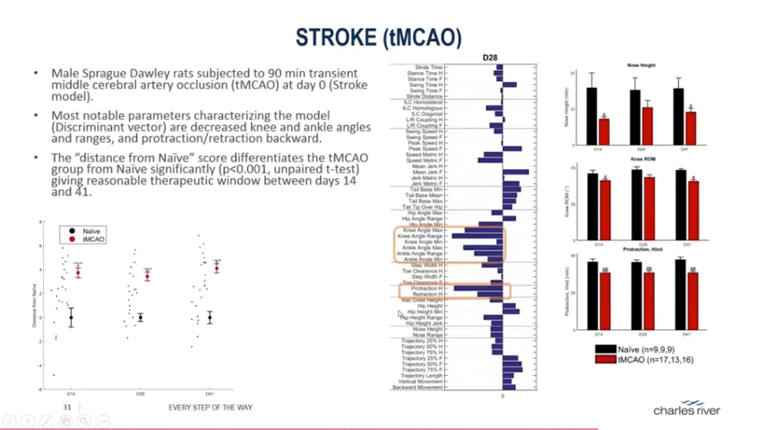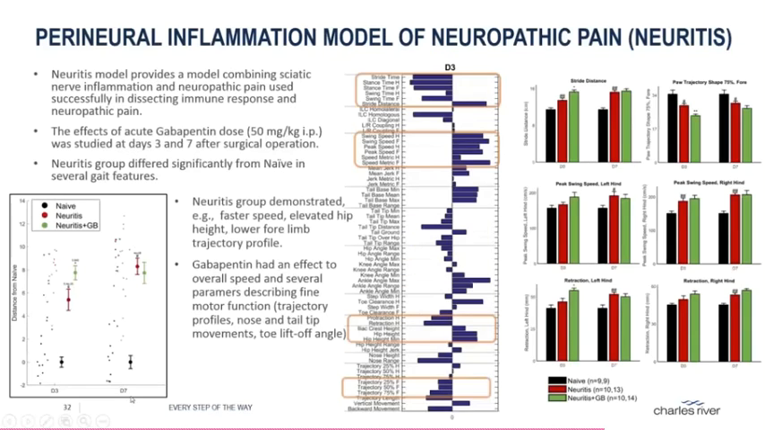However, when the information of all kinematic parameters together is taken into account, the differentiation between naive and TMCAO rats is quite nice, as seen in the distance from naive figure bottom left. And lastly, we present a neuritis model in rats.